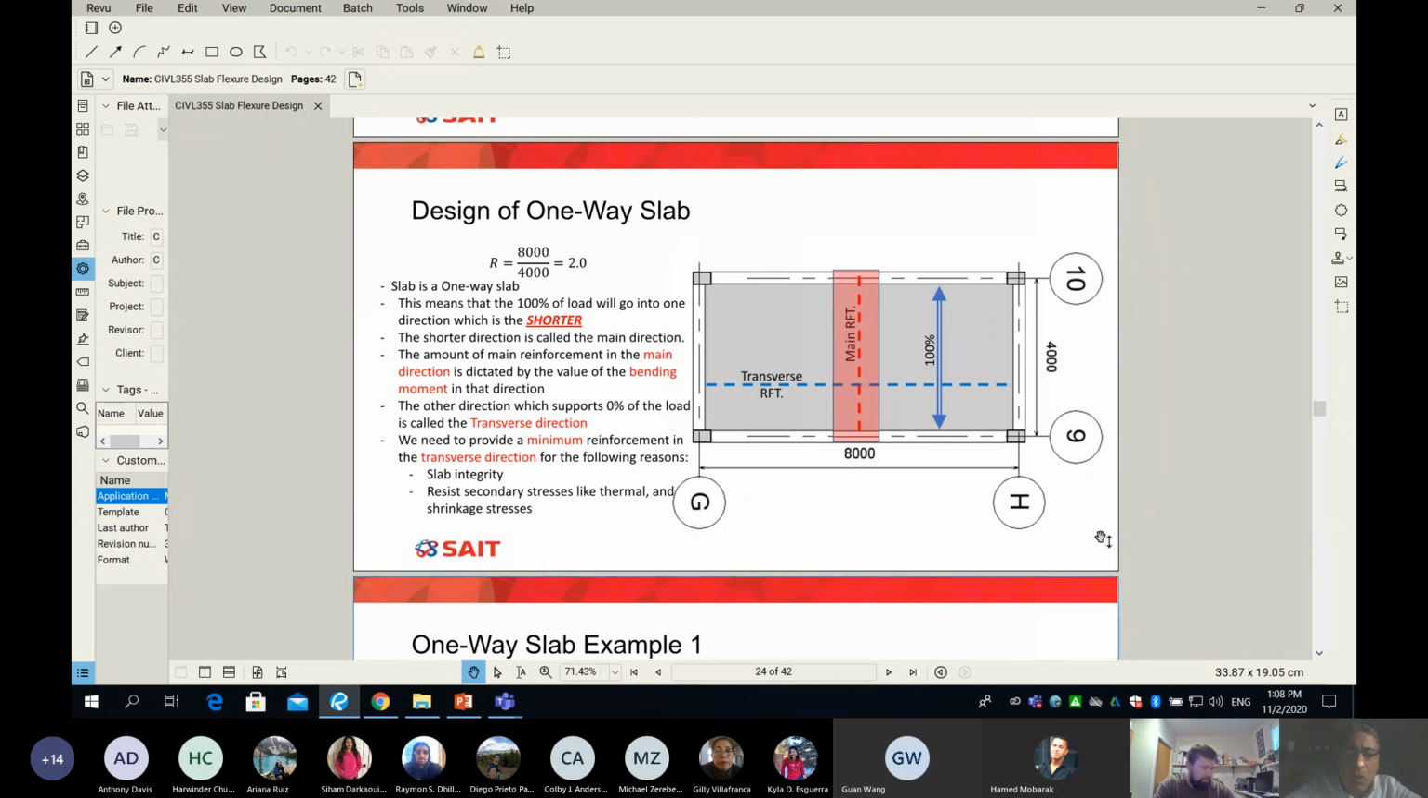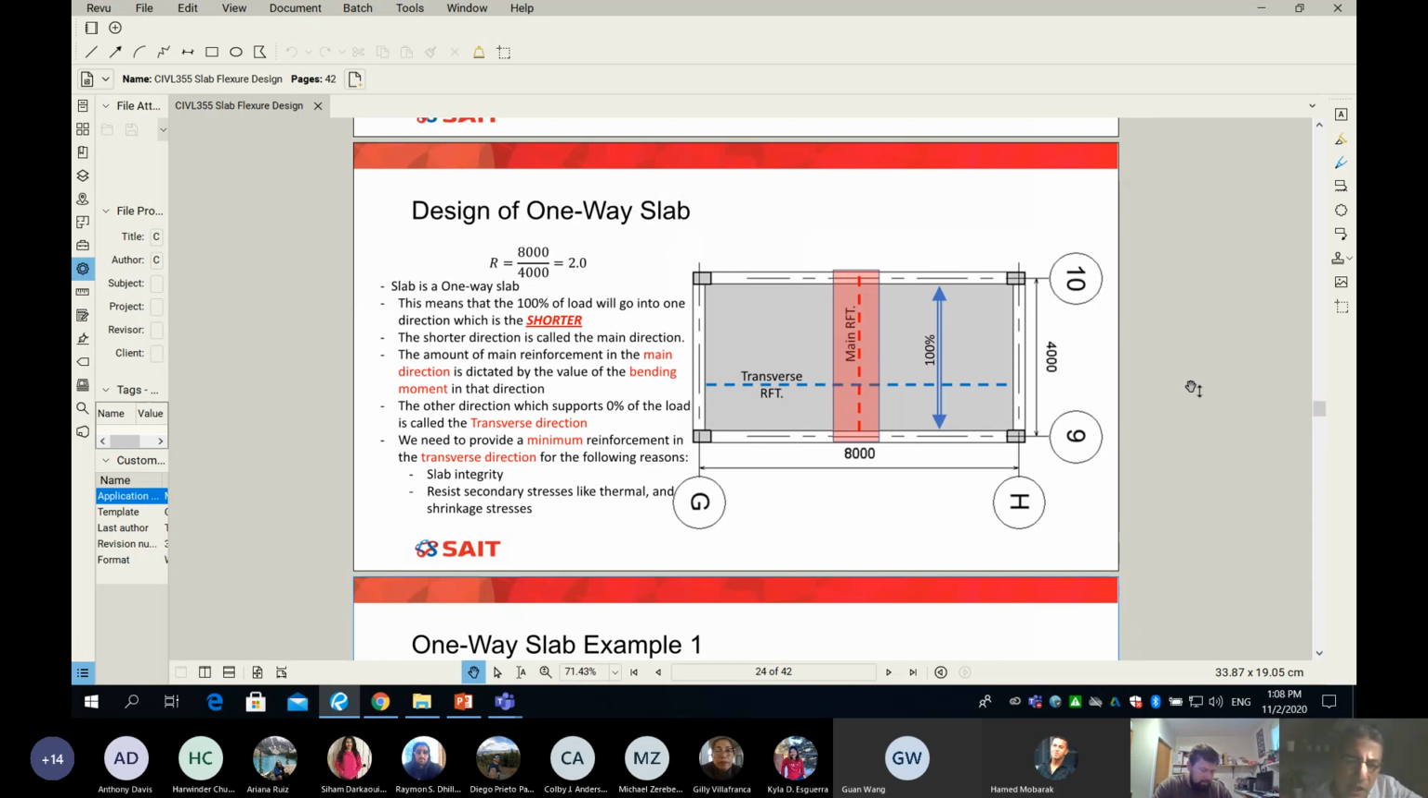The other reason why we add transverse reinforcement is there are some stresses that we never even pay attention to. Like what? Like thermal and shrinkage stresses. That's why we add transverse reinforcement. How much? It will be the minimum reinforcement as per the code.